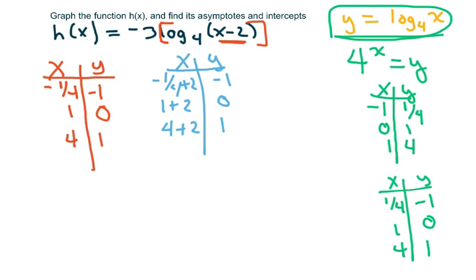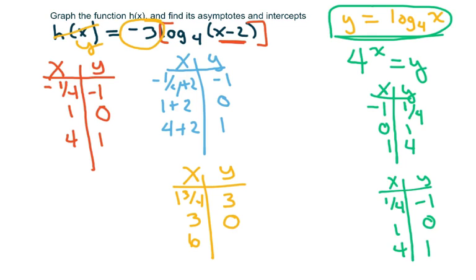Now the last table, what I'm going to do is multiply this by -3. And this is your y, because we could write this as y. So I'm going to multiply my y by -3 and clean up my x. 2 minus 1/4 is 1 3/4. And then we have 3 and 6. And I'm going to multiply -1 by -3, and I get 3. 3 times 0 is 0. And -3 times 1 is -3.